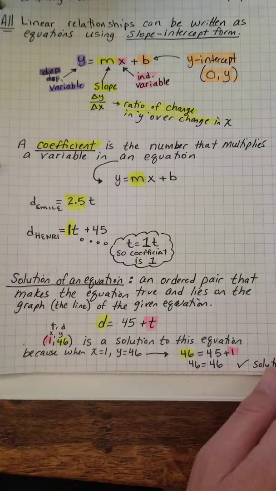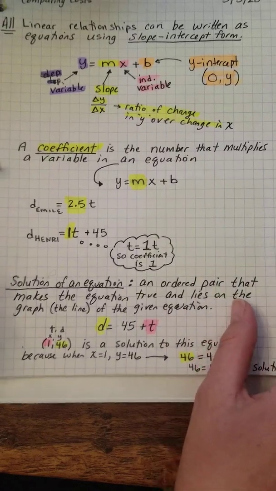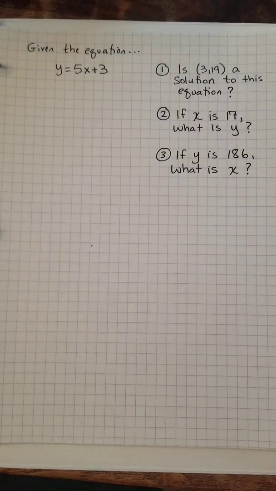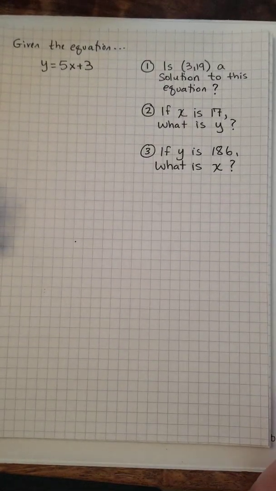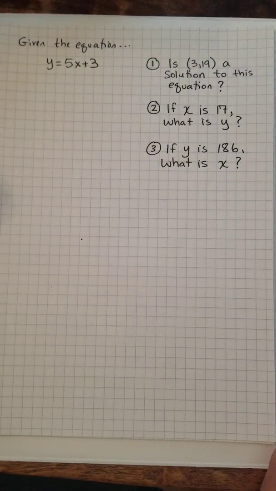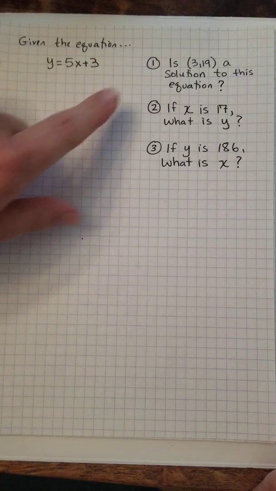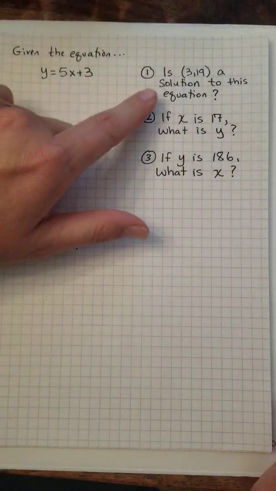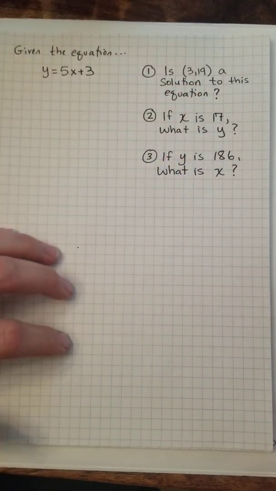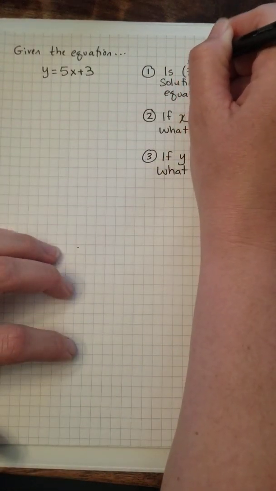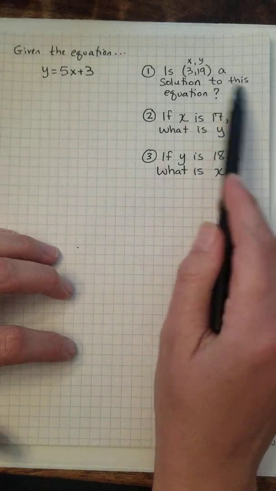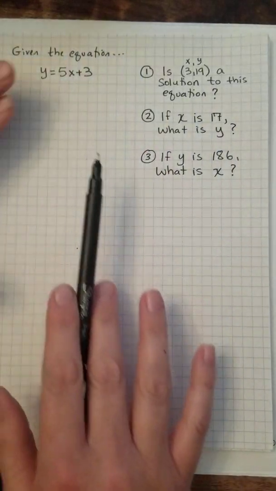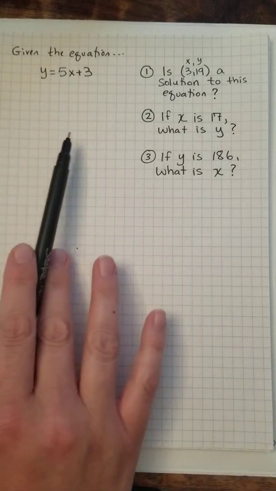All right, so you're going to try out a few of these. I am going to give you the equation y equals 5x plus 3. I want you to pause the video right now, and I want you to answer these 3 questions. Number 1 is (3, 19), 3 being our x value, 19 being our y value, a solution to this equation? Use what you know, plug in what you know, see if it's a solution.